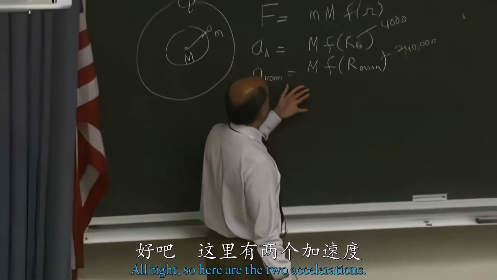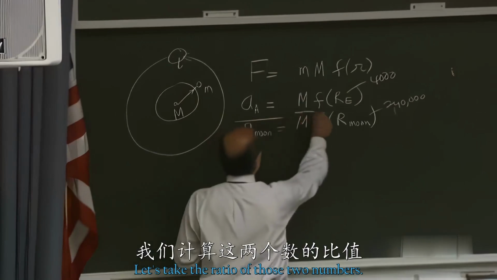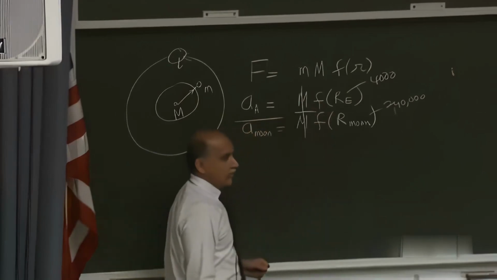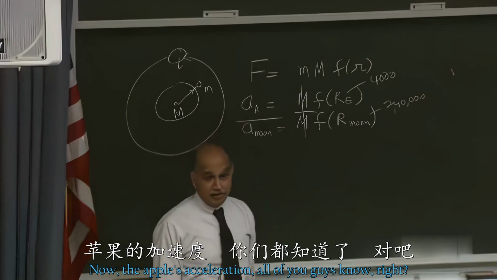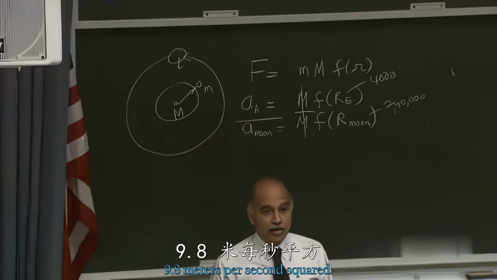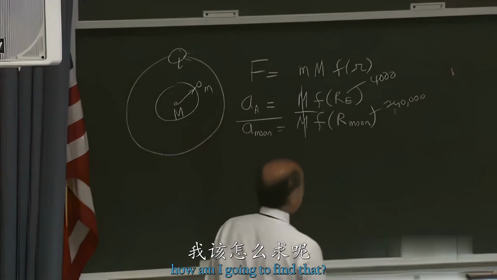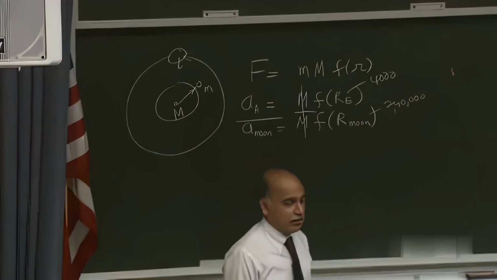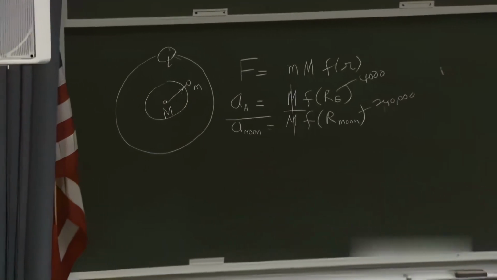All right, so here is the two accelerations. Let's take the ratio of those two numbers. Now, Apple's acceleration, all of you guys know, right? It's the one thing we know from day one, 9.8 meters per second squared. Acceleration of the moon, how am I going to find that? So I need an idea on how to find the acceleration of the moon.